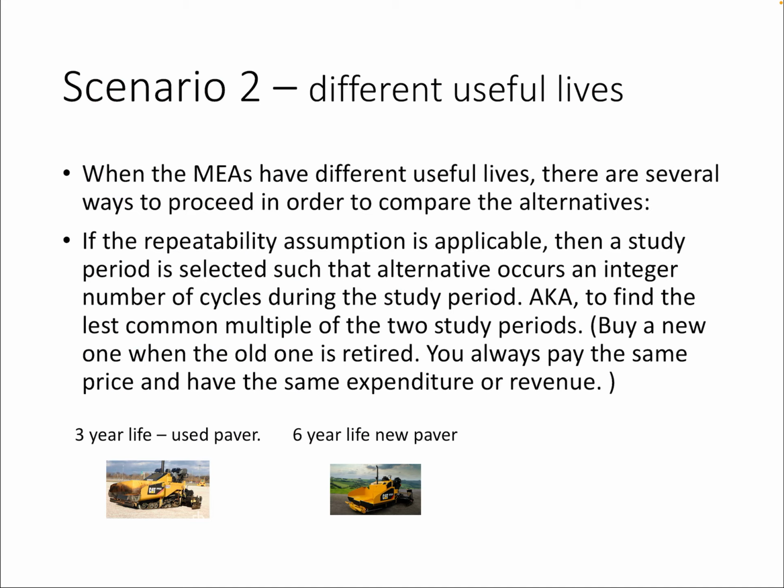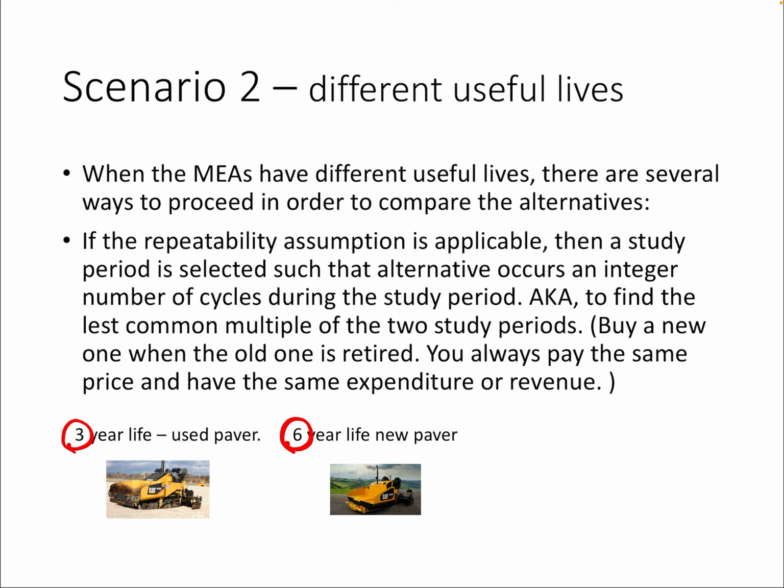Okay. And scenario 2 is more complicated. We said the useful lives of the different options are also different. For example, for these two pavers, one has a useful life of 3 years, the other 6 years. So how can we convert these different timelines to the same number of years? When the MEAs have different useful lives, there are several ways to proceed in order to compare the alternatives.